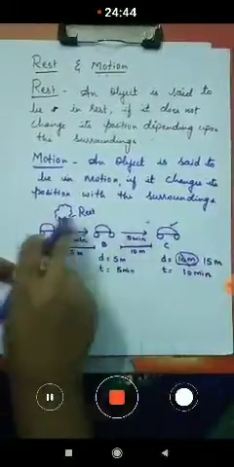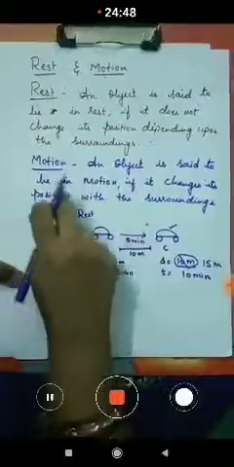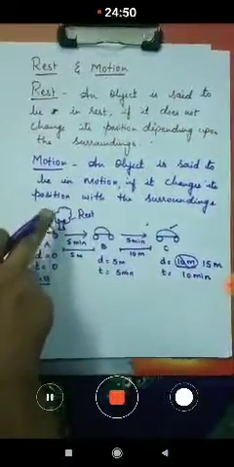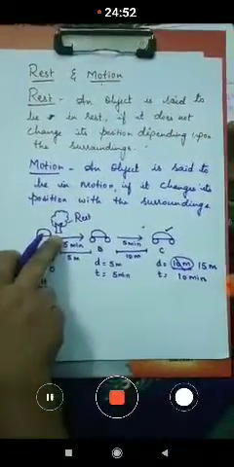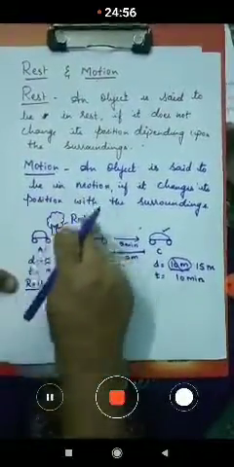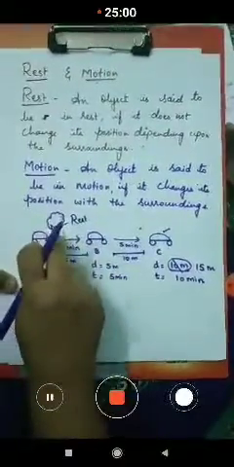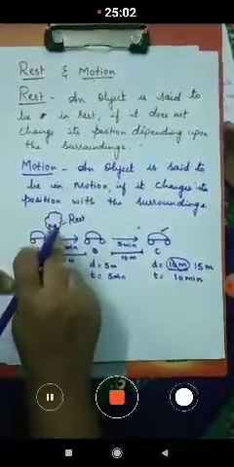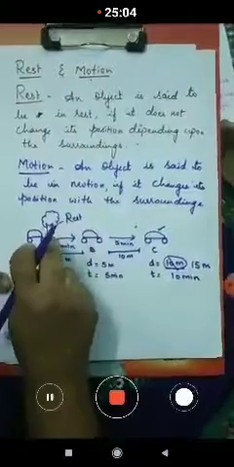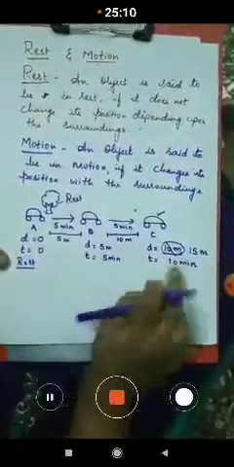So from this what we can conclude, this is the surrounding of it. An object is said to be at rest if it does not change its position depending on its surroundings. So it has not changed, the surroundings are also the same. Where it was, it is still there in its surroundings. So this is the meaning of rest and motion.